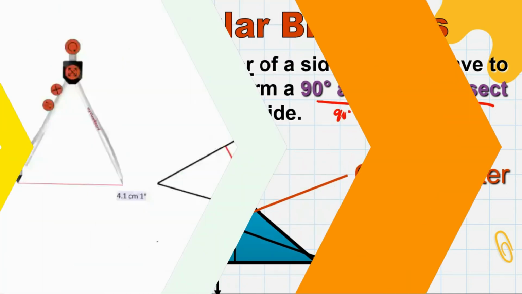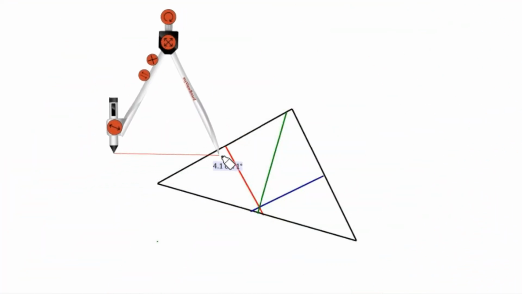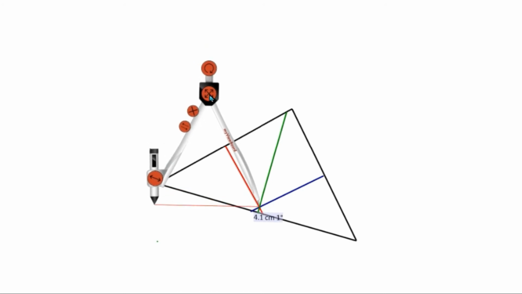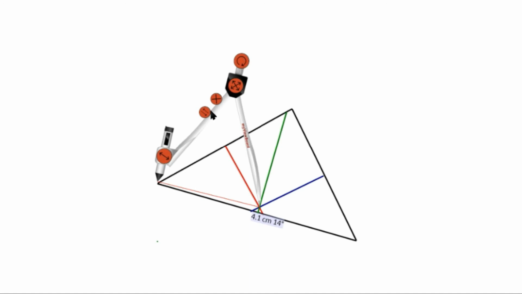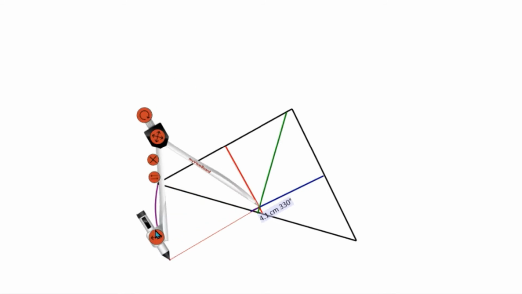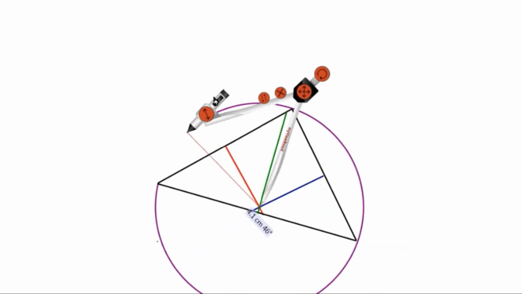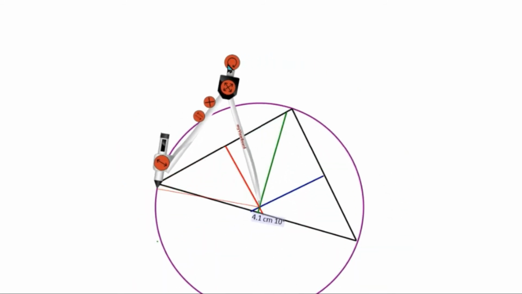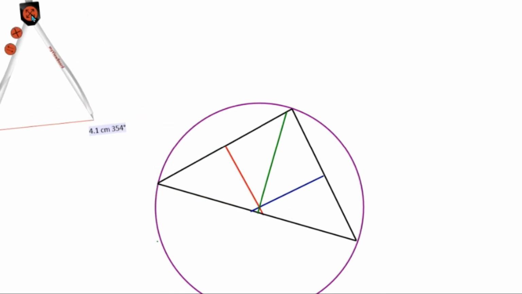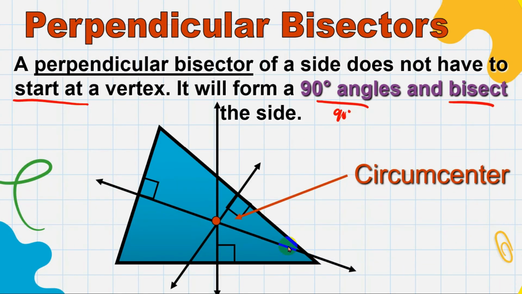Panoorin po ulit saglit. Okay, so get your compass, put the pointy end on the point of intersection of the three perpendicular bisectors, and then on the other side, yung pen natin, kailangan nandun siya sa vertex ng triangle, and then rotate it 360 degrees onto the triangle, and it shows that the circumcenter or the point of intersection makes the vertices equidistant from each other. Okay? Ayan. So, malinaw na ngayon kung paano at bakit tinawag na circumcenter ang point of intersection ng perpendicular bisectors.